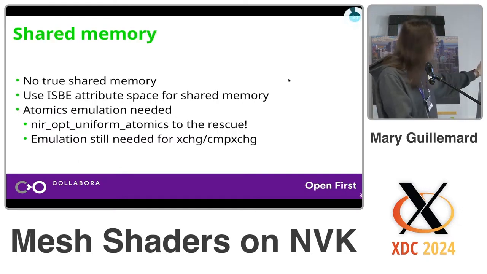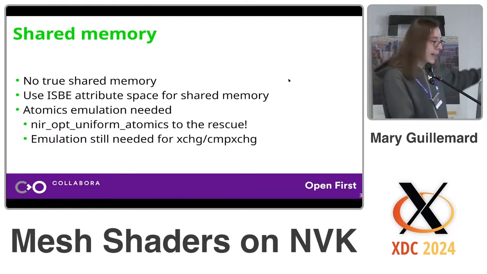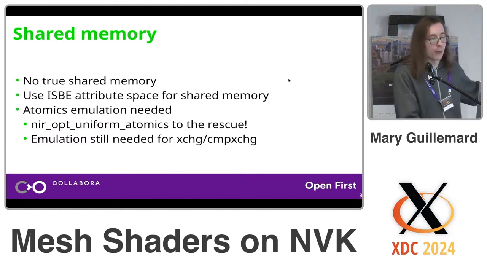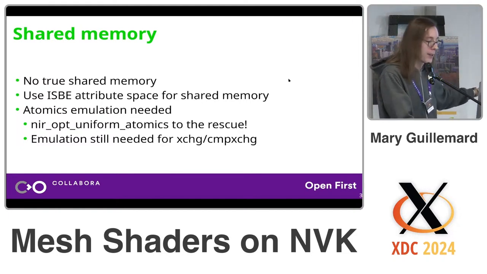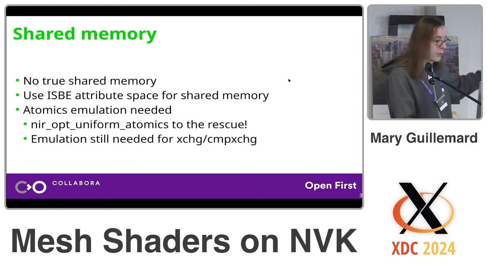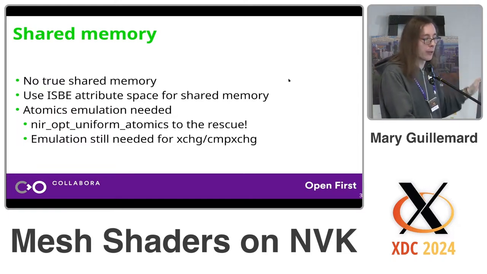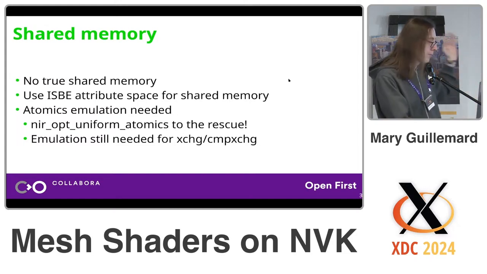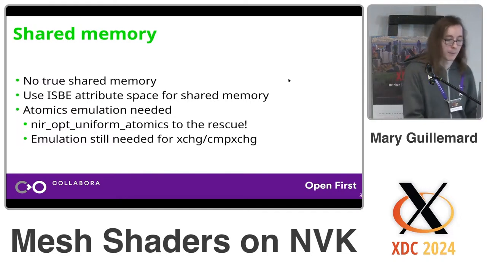The other thing I want to mention is that we don't have real shared memory with the graphics pipeline on the hardware. Because of all of that, we are using the actual internal space to store the shared memory. And that means I need to emulate atomics because I don't have any ways to do atomics. So I'm using the uniform atomics pass that does a lot of it, but I still need to handle the atomic exchange intrinsic, for example.